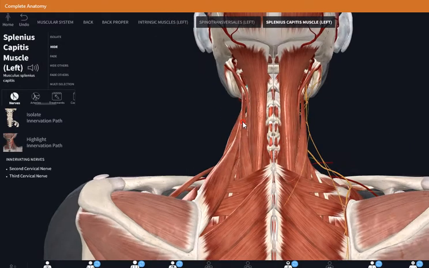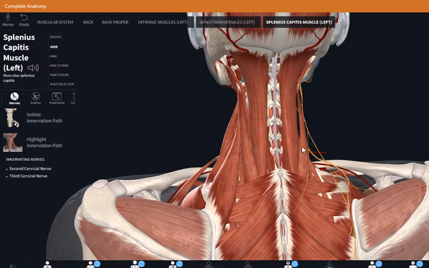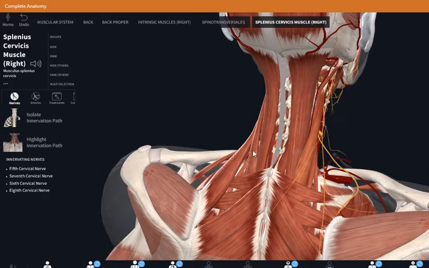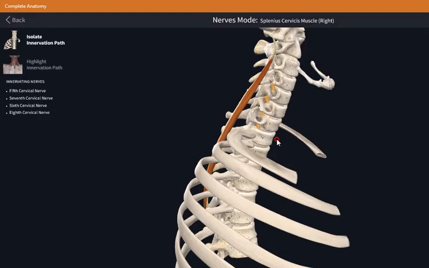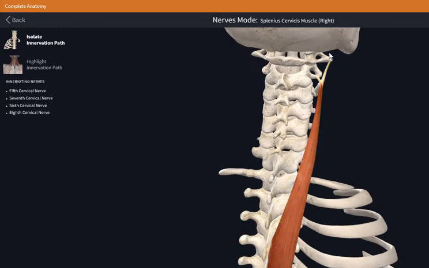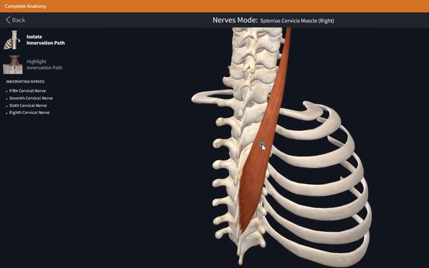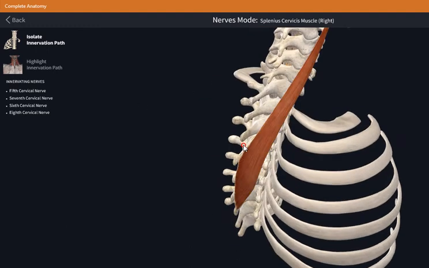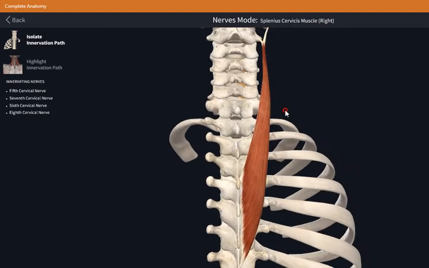Now the next muscle which is located here is going to be called the Splenius cervicis muscle. You can isolate it to visualize the origin and insertion. The origin will be on the transverse processes of C1 and C2, and the insertion will be on T4, 5, 6, and 7. So this is the origin and insertion, and then the innervation will be the fifth cervical nerve.